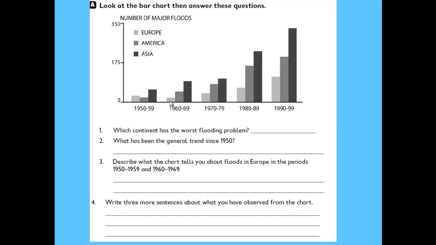And number 4, write 3 more sentences about what you have observed, what you have seen from the chart. You can do this task yourselves, my students, because it's so easy after we have discussed the chart. And by reaching this point, we can conclude our lesson for today.